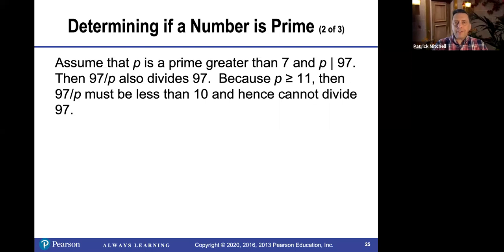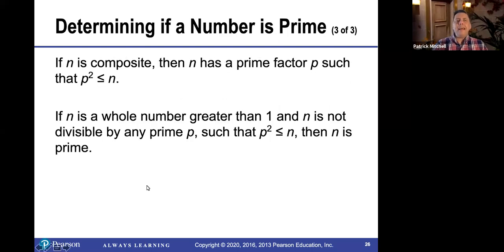So the moral of the story is that if n is composite, then n has a prime factor p such that p squared is less than or equal to n, okay? Another way of saying this is when you're trying to determine whether a number is composite, all you have to check is prime numbers up to the square root of n, okay?